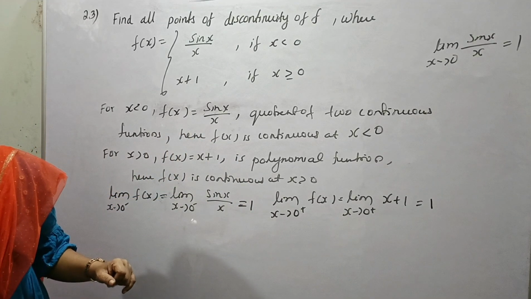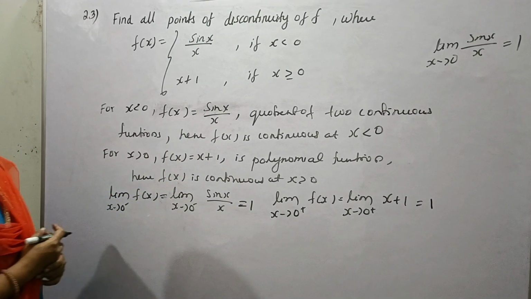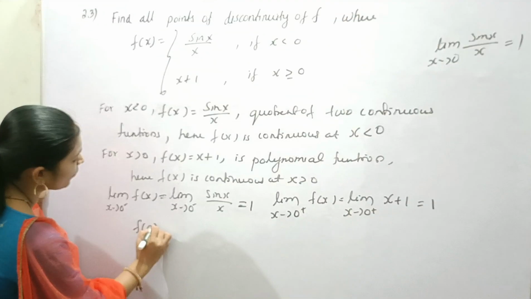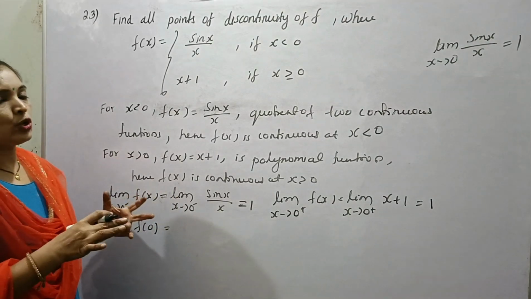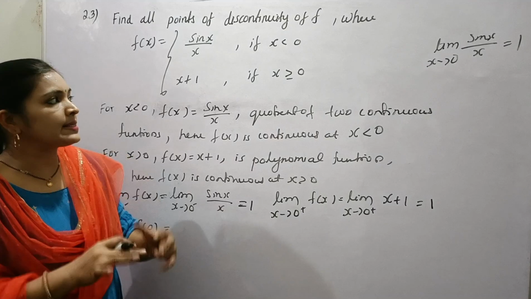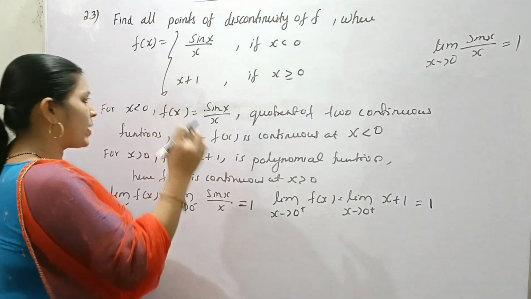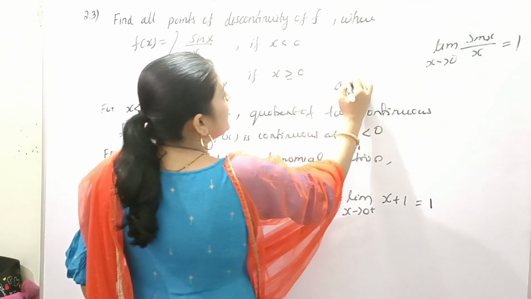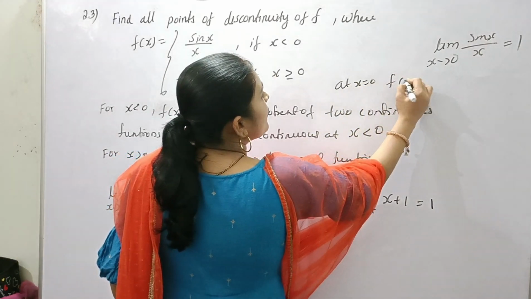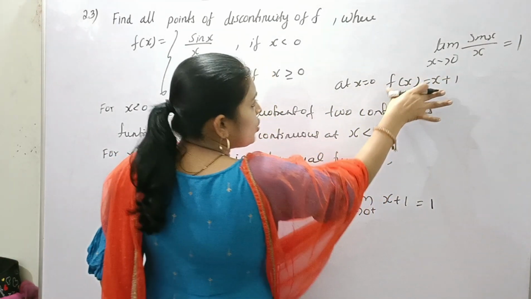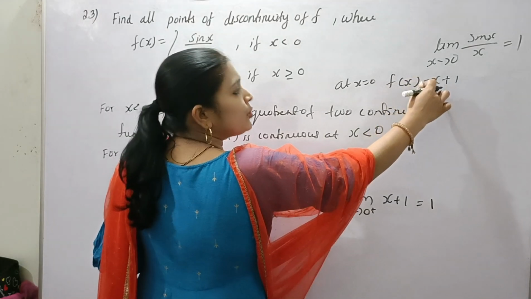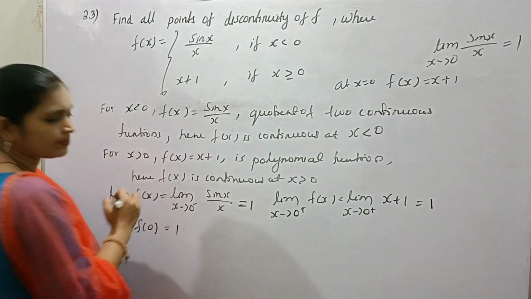Next, one more thing we have to find, that is the value of the function, f of 0. What is f of 0? f of 0 means at x equal to 0, right? See, when x is equal to 0, the function is x plus 1. So what is f of 0? Substitute x equal to 0, that is 1.